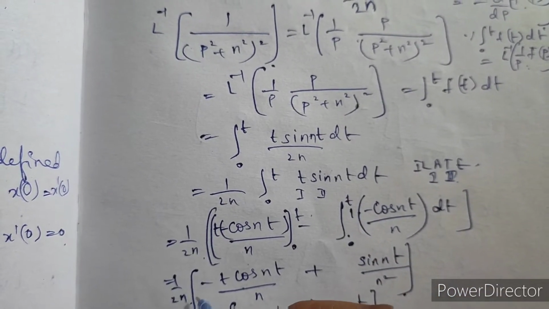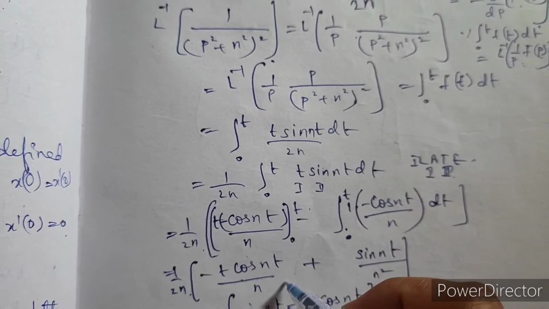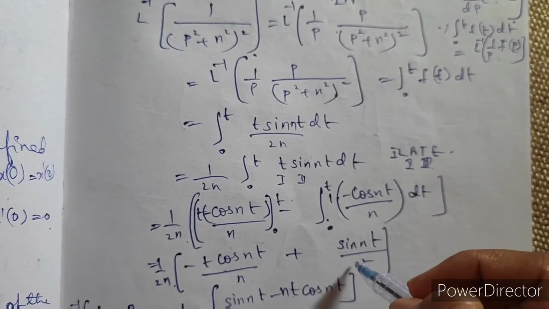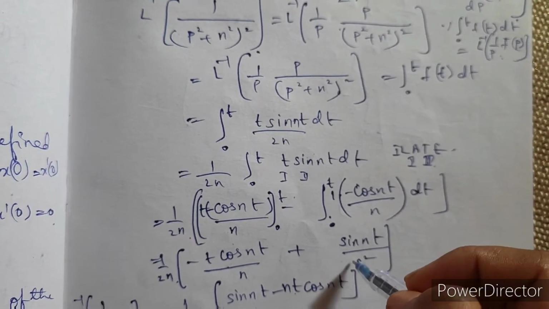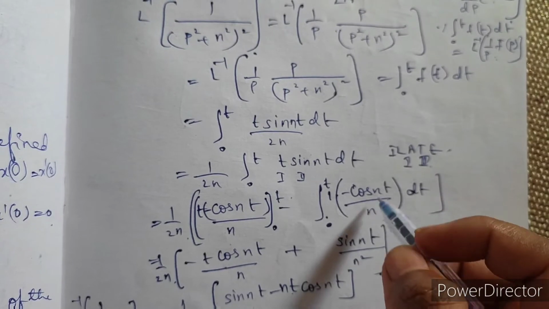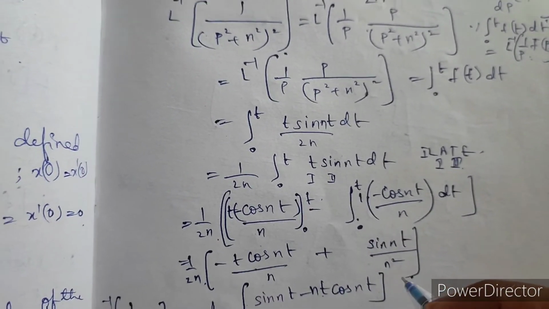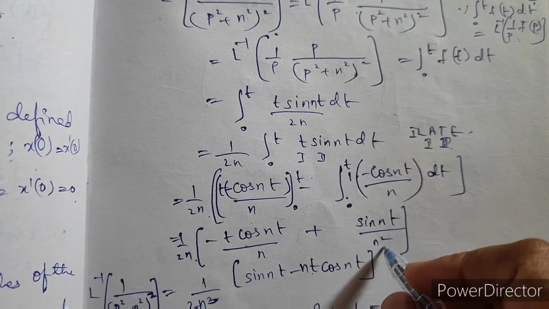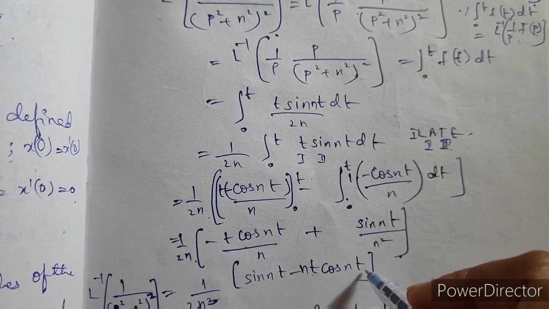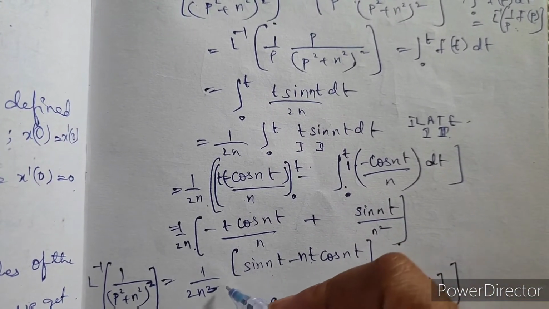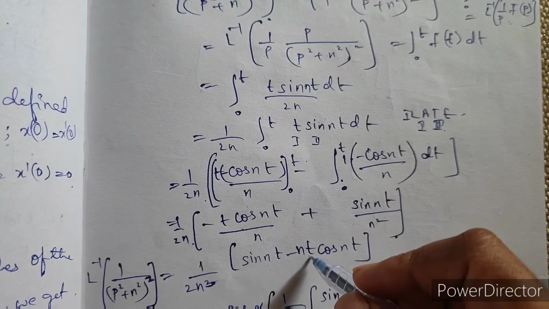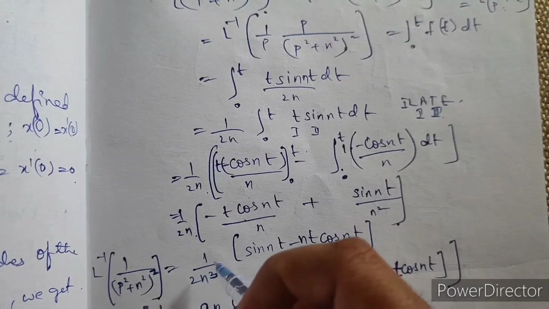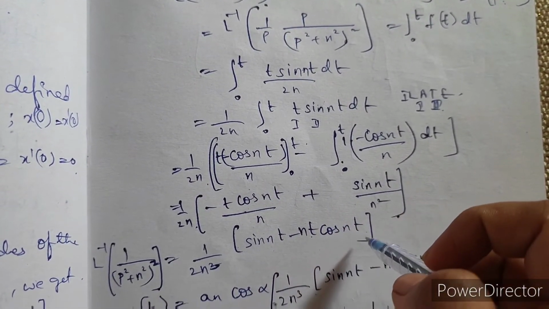So it equals 1 by 2n into minus t cos nt divided by n plus sin nt divided by n square. When you integrate this, you will get in the denominator n, minus n as coefficient. So minus n into n square, minus of minus is plus. Just remove this n outside and write it as n cube, n square outside, and write it as minus nt cos nt, sin nt. By taking common, you will get 1 by 2n cube into sin nt minus nt cos nt. So our Laplace inverse of 1 by p square plus n square whole square is equal to 1 by 2n cube into sin nt minus nt cos nt.